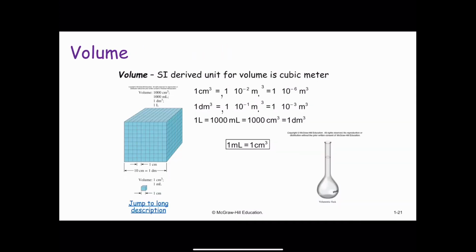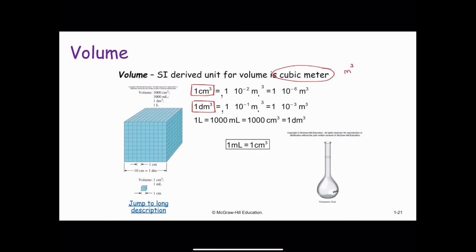Volume is an example of a measured quantity with derived units. The SI derived unit for volume is the cubic meter. And the way that we represent that is with m to the power of 3, like that. Generally, however, chemists work with much smaller volumes than cubic meters. So generally, we like to use the cubic centimeter or the cubic decimeter. So 1 cubic centimeter would be represented like this, 1 cm to the power of 3, and 1 cubic decimeter would be represented like this, 1 dm to the power of 3.